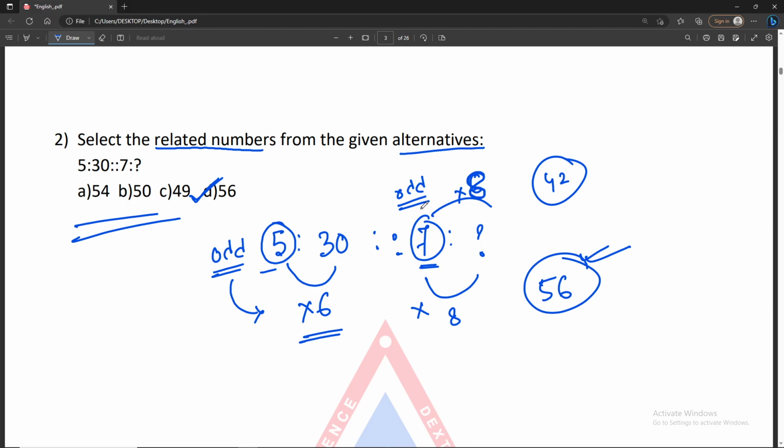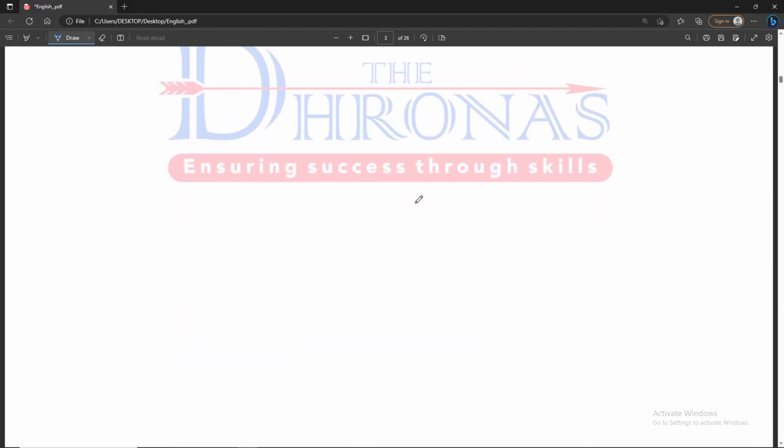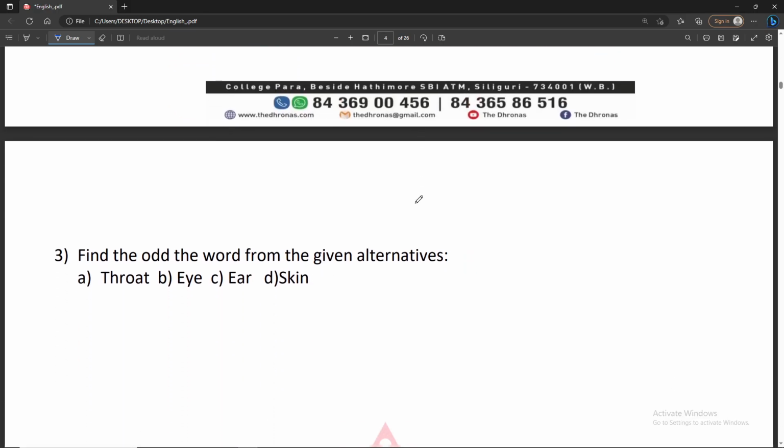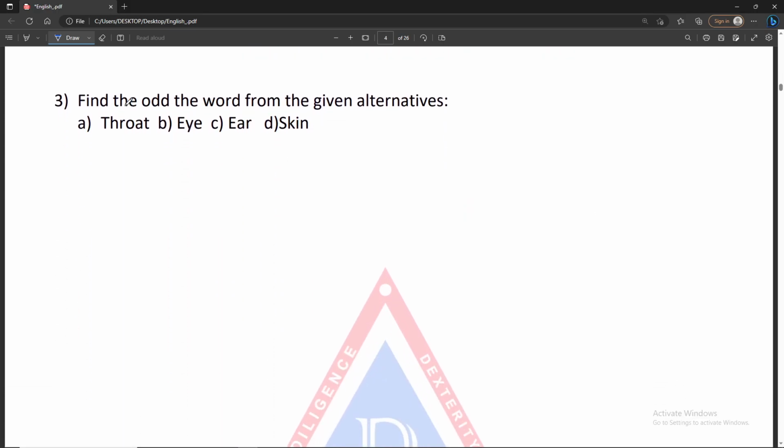Okay, so let's go to the next question. So next question is find the odd one of the word from the given alternative. You have to find the odd one from the given 4 options. So the first option is throat. You know what is throat? Throat is inside of neck. Inside our neck, throat. Eye, ear and skin.